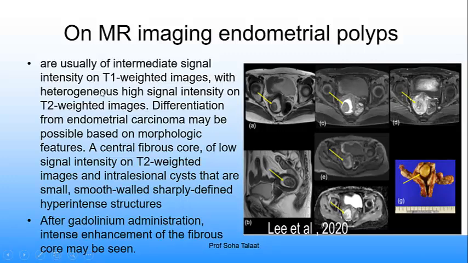Here, usually intermediate signal intensity on T1 with heterogeneous high signal in T2. And there is a fibrous core sometimes seen in the images, especially on the sagittal view. And this is an endometrial polyp on MRI. Here is the endometrial polyp, and it takes heterogeneous enhancement on post-contrast. It takes early enhancement. Usually early enhancement is used with malignancy, but regarding endometrial polyps, if it takes delayed enhancement, it is more with cancer, and if it takes early enhancement, more with endometrial polyps.